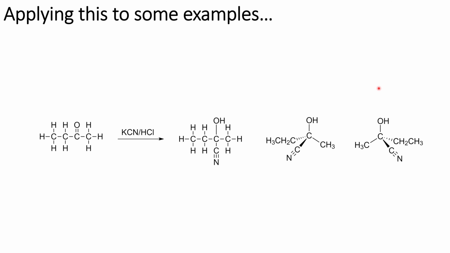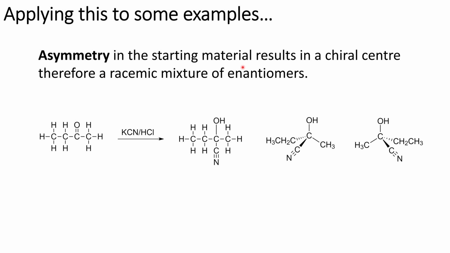Let's finish off by thinking about what requirement a nucleophilic addition must have in order for you to form a racemic mixture of enantiomers. The only examples that formed a racemic mixture of enantiomers, or a pair of optical isomers in a 50-50 ratio, were those where the starting material exhibited asymmetry. In other words, you couldn't draw a line of symmetry down through the functional group that's being attacked. So asymmetry in the starting material results in a chiral centre being formed, and therefore you get a racemic mixture of enantiomers.